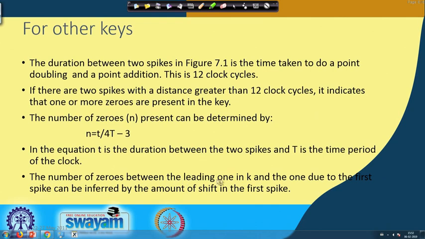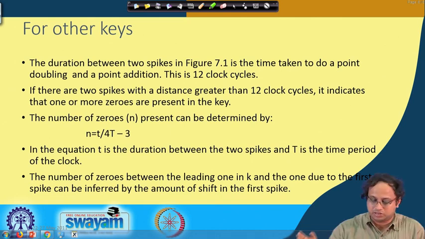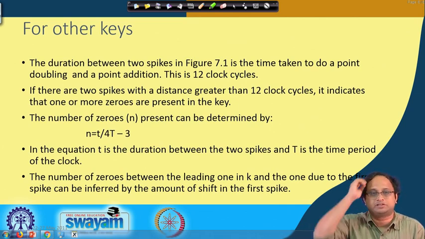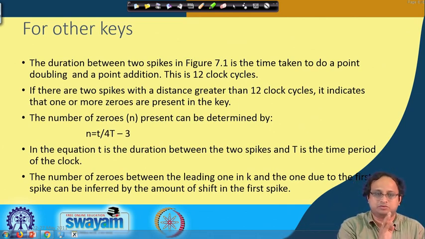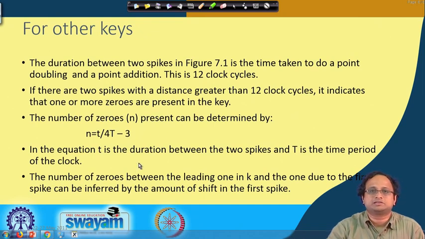The number of zeros between the leading one in k and the one due to the first spike can be inferred by the amount of shift in the first spike. Remember that in our algorithm we are always assuming the leading one, and we are trying to process from the bit after that. So let us apply this formula and see how it works.